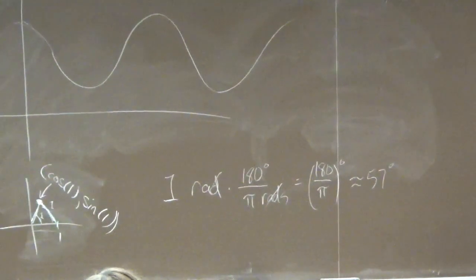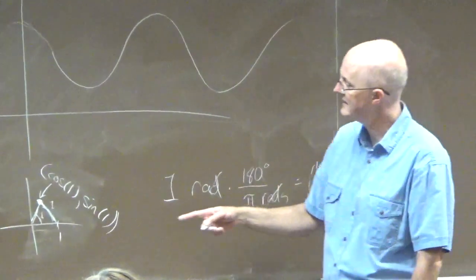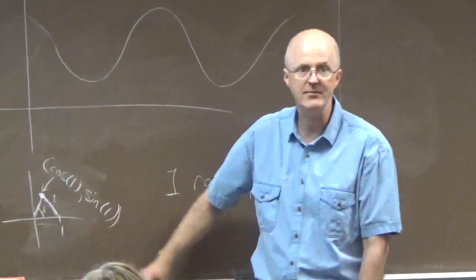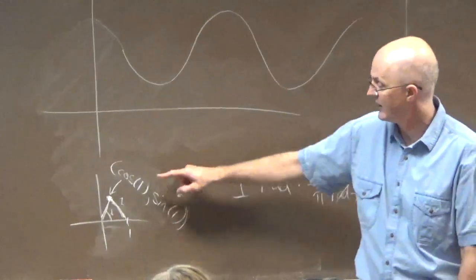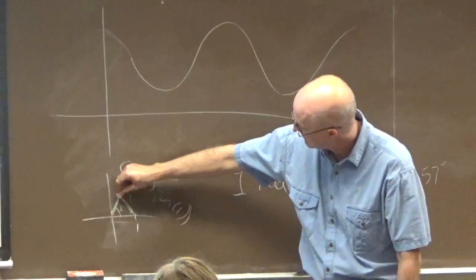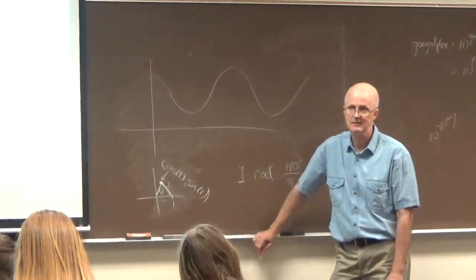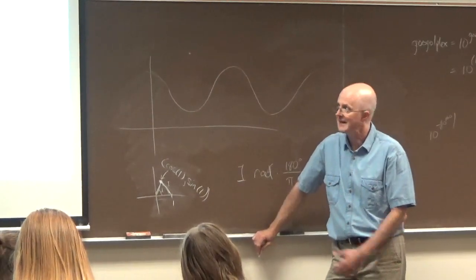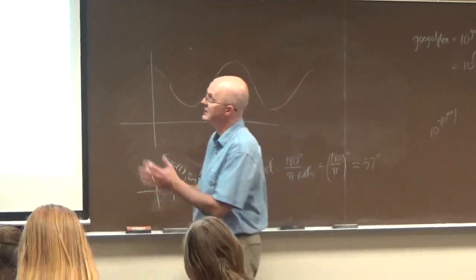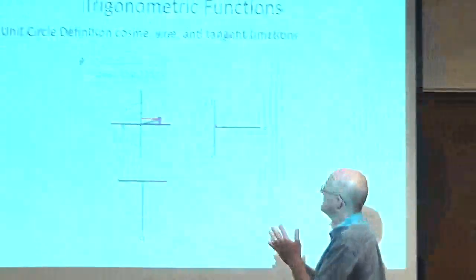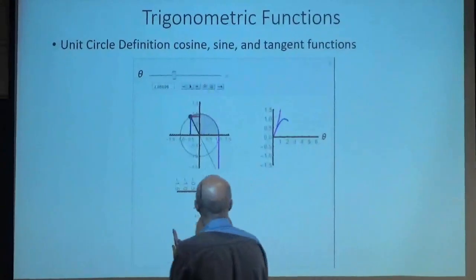So you should always be able to go back and forth, but in terms of calculus, and in terms of the most natural definition of the trig functions, you want to use radians because the angle measure matches the arc length. And again, that helps you figure out what the graphs look like, because you can easily figure out when the cosine and the sine are positive and when they are negative.